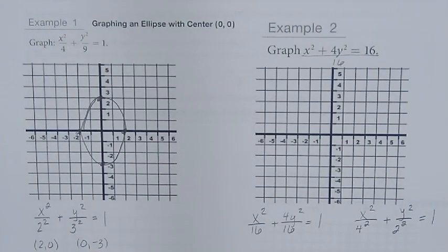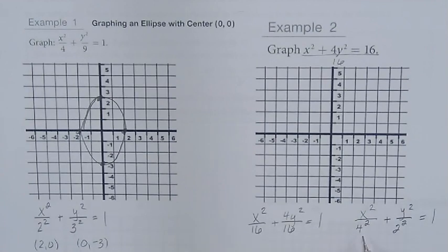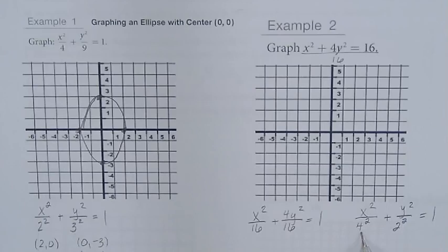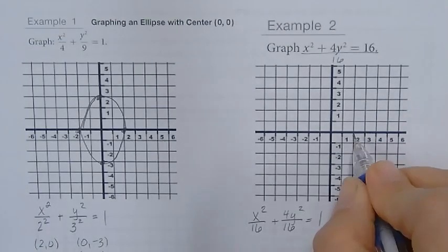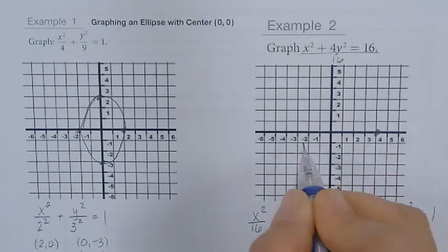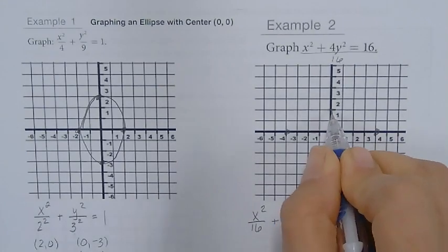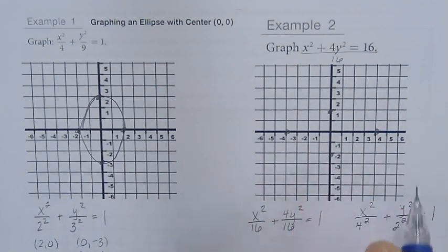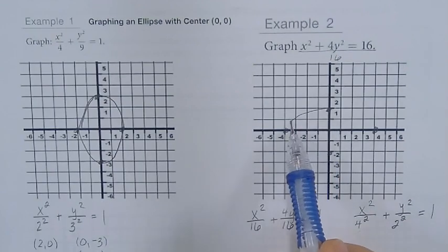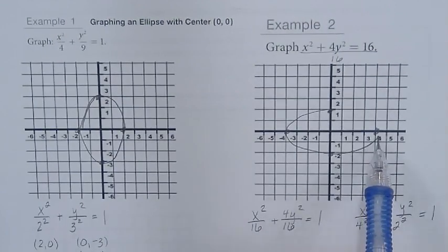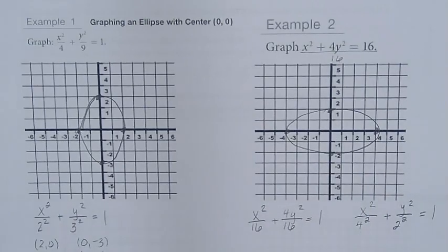So now my major axis is my x-axis. It has points of 4 and negative 4. And then my y-axis is my minor axis. It has points of positive 2 and negative 2. And there is your ellipse.